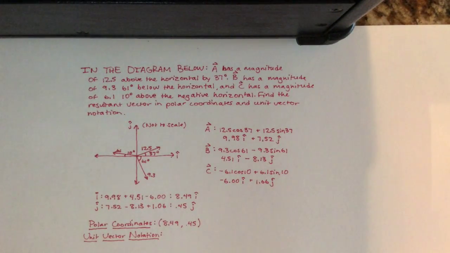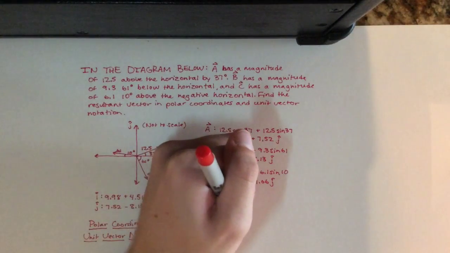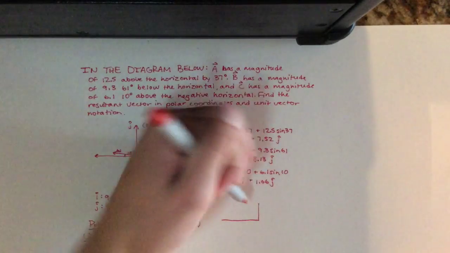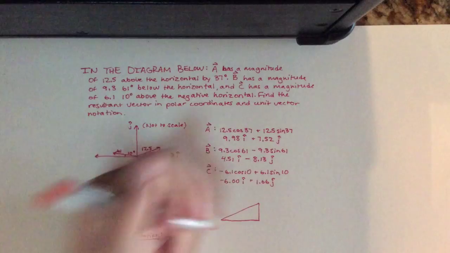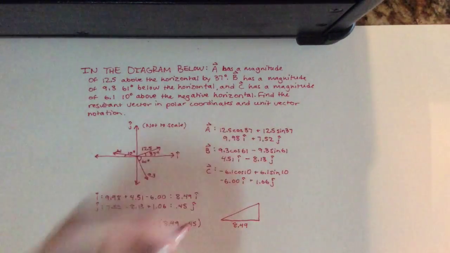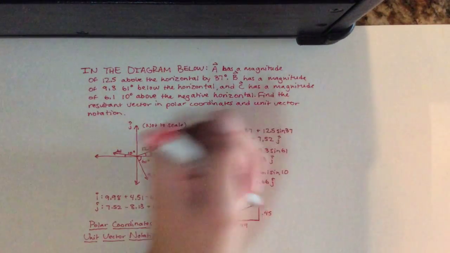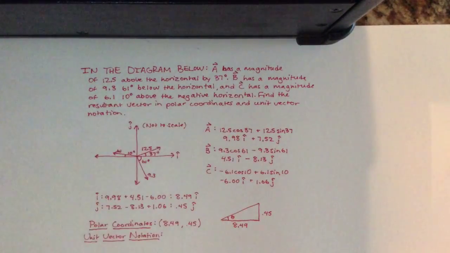Okay, to find your unit vector notation, what you're going to want to do is make another triangle. Obviously, this is not to scale. And so you have, from your polar coordinates, two positive components. For the x, we can take 8.49, and for the y, we have 0.45. What we're trying to find is sigma, which is the angle of the resultant vector compared to the horizontal. And so to find this, you can use another trigonometry function.